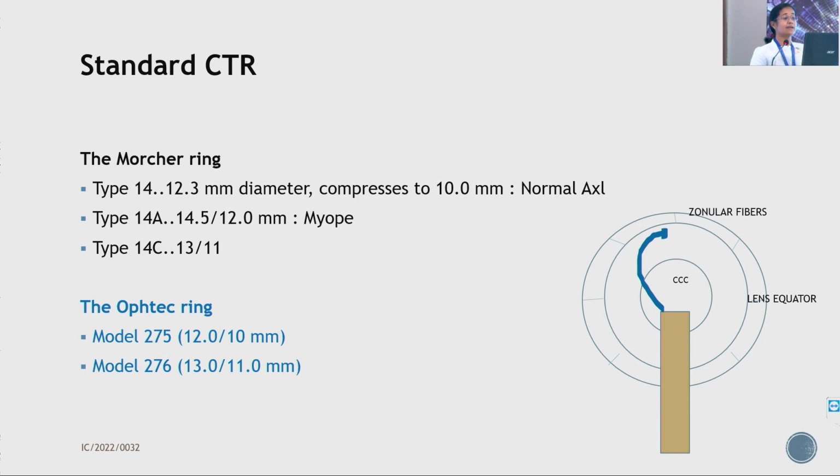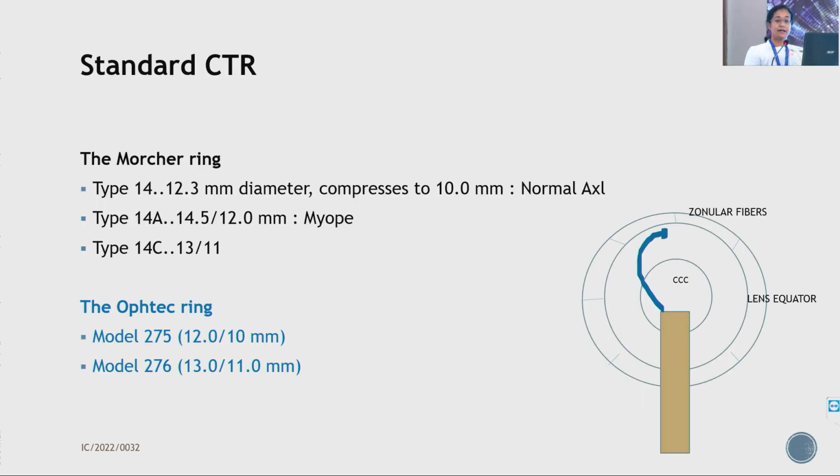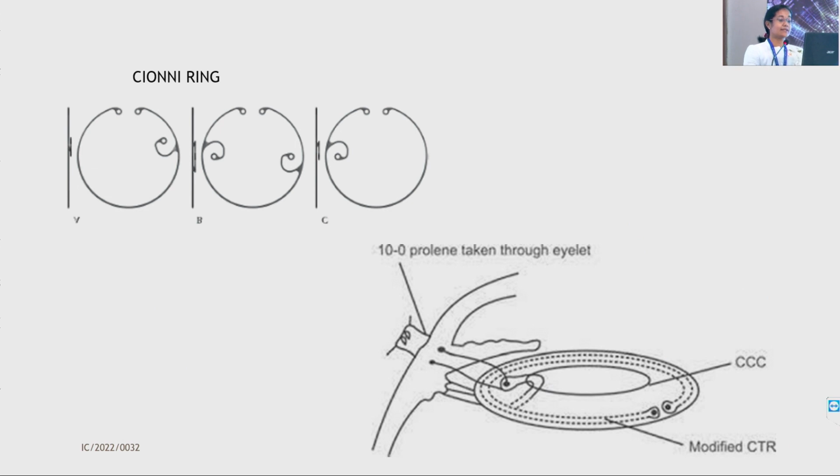Coming to the standard FDA approved CTRs, so they are either Morcher ring or Ophtec ring. These are flexible rings which can be compressed. So generally we inject the rings into the equatorial plane through the rhexis. The Cionni ring, we usually suture it via a non-absorbable suture. Generally Ethibond or Prolene is used and the suture is secured beneath the partial thickness scleral flap.